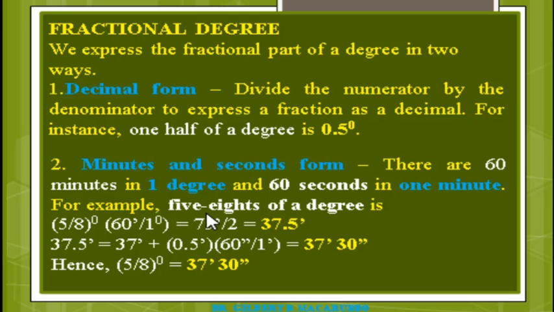For example, 5/8 of a degree is 5/8 degrees times 60 minutes over 1 degree. This is just equal to 75 minutes over 2, or 37.5 minutes. 37.5 minutes is just equal to 37 minutes plus 0.5 minutes times 60 seconds over 1 minute. This is just equal to 37 minutes and 30 seconds. Hence, 5/8 degrees is just equal to 37 minutes and 30 seconds.